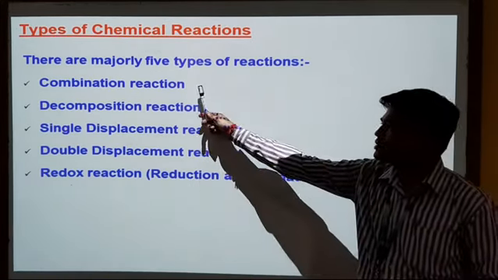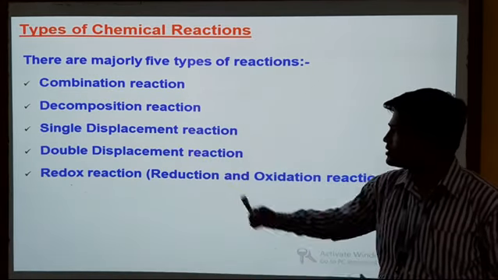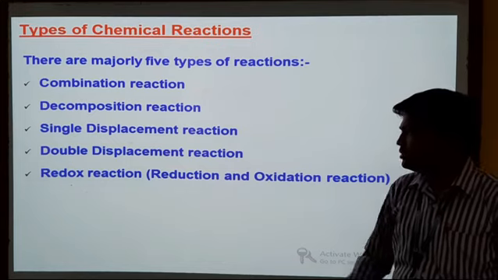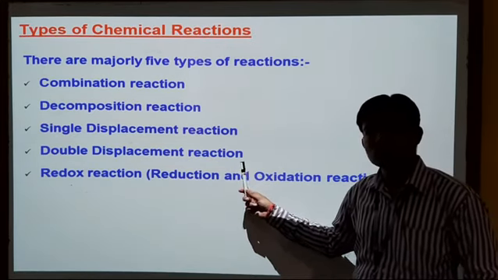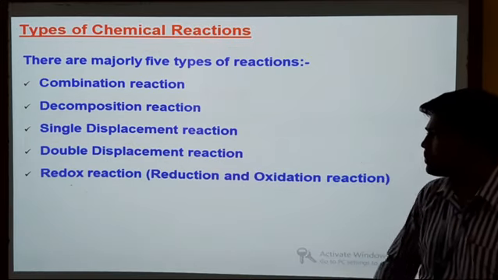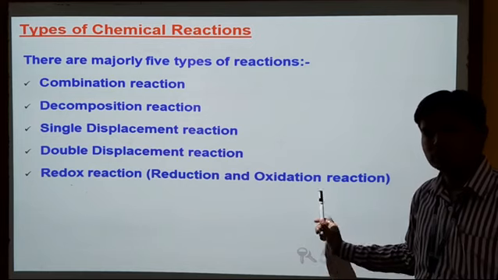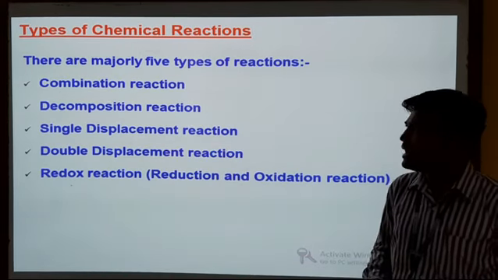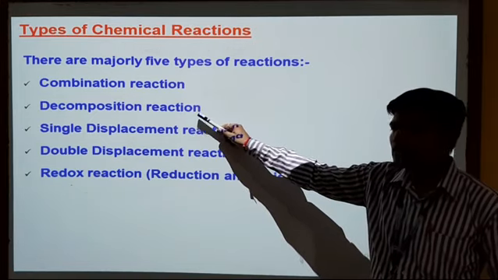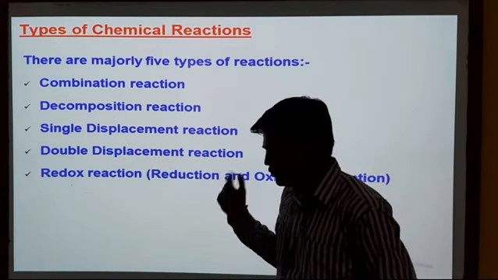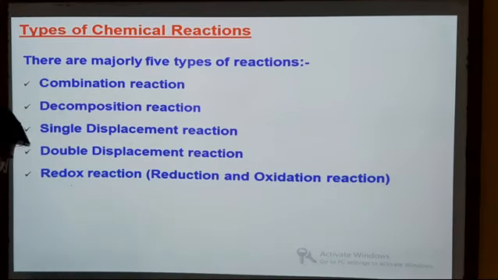The first reaction is combination reaction, second is decomposition reaction, third is single displacement reaction, fourth is double displacement reaction. Double displacement reaction is also called as precipitation reaction, and then redox reaction, which includes reduction and oxidation reaction. In today's class we are just going to see about combination reaction and decomposition reaction. So we start with our first reaction, that is combination reaction.